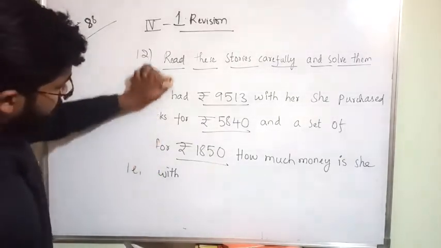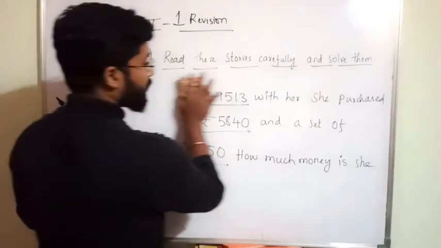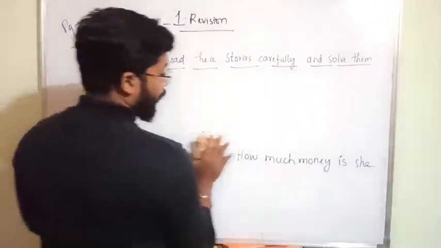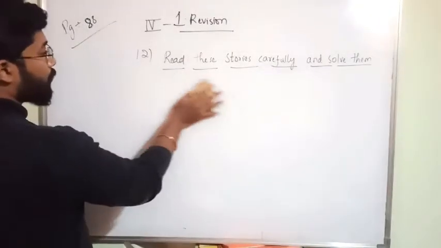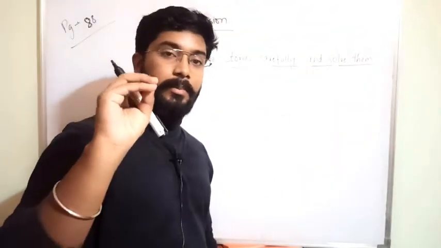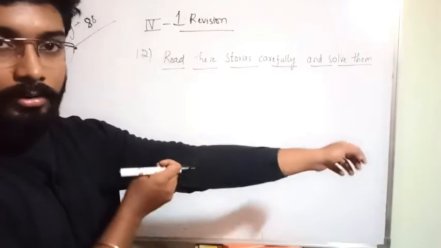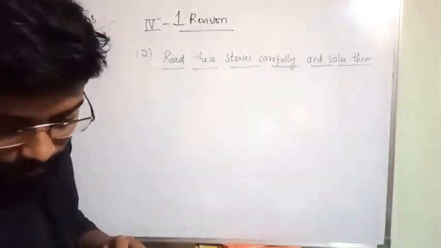So this is a story problem. You have to write the statements carefully, and finally you have to write how much amount she is left with, as it is asked. So you have to write that Sheba has this much amount left with her. Okay, like that you have to write. I will tell all of them carefully.